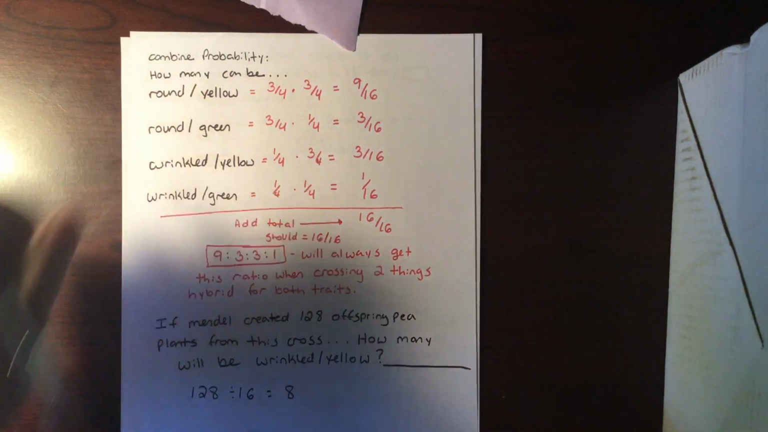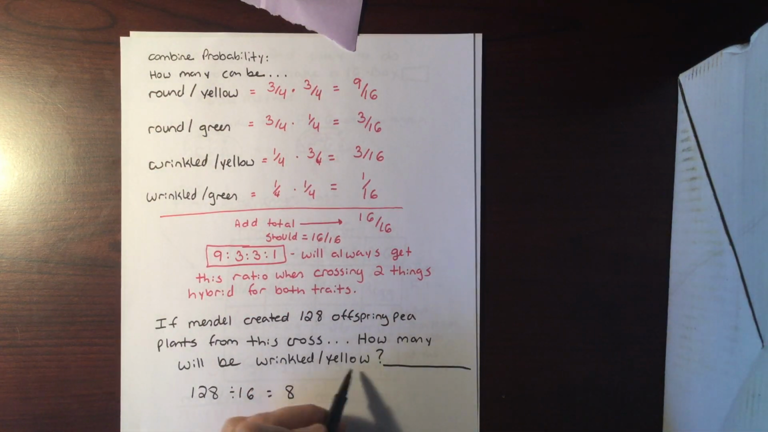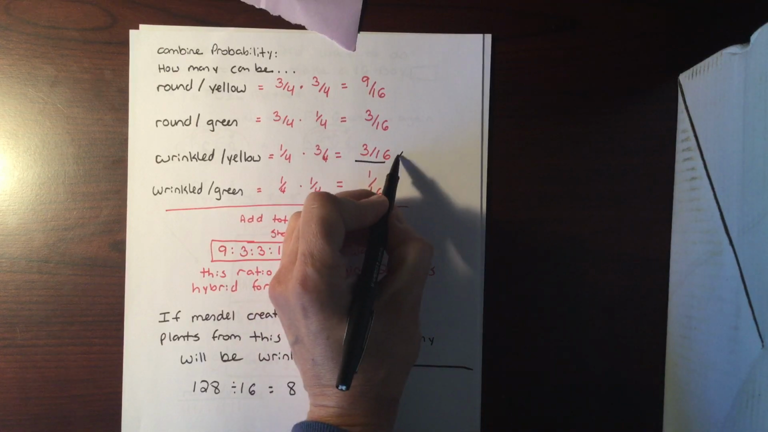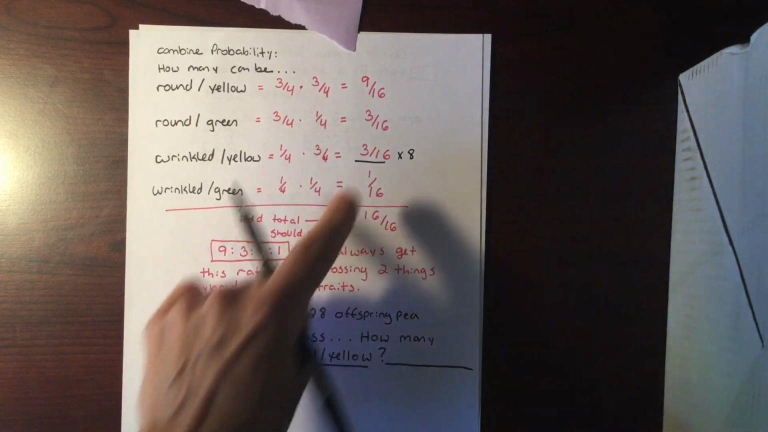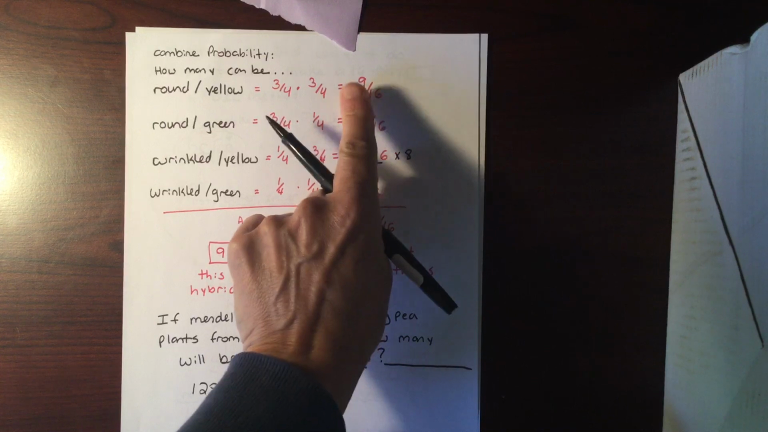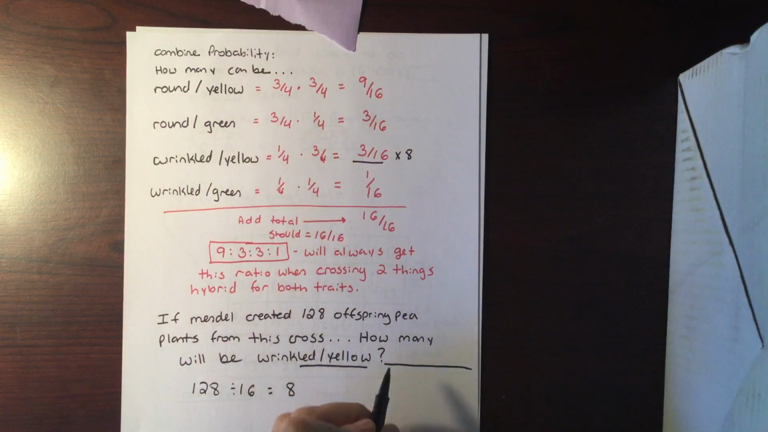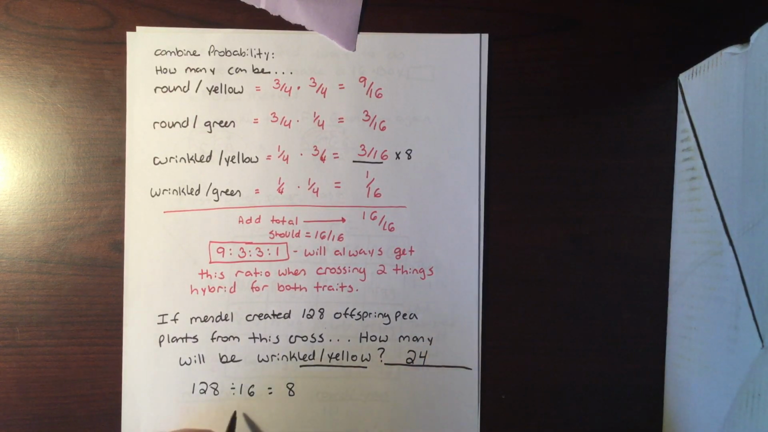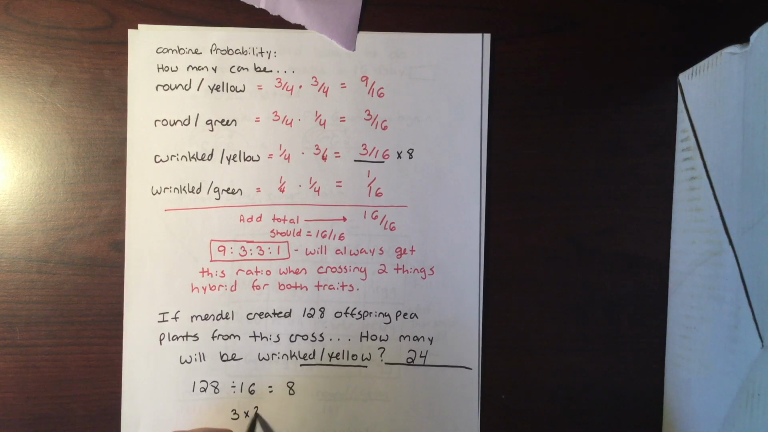So I'm doing this kind of 8 times. If I'm looking for wrinkled and yellow, which is this number right here, I'm going to times it by 8 instead of just the regular 1 section of it. I'm making 8 times the amount of it. So if I have 3 out of 16, how many would I have at 8? I'm going to have 24 offspring, because I'm going to do 3 times 8, and that's going to give you 24, not your 28 there, 24 as your possible number of offspring that can show both those traits at the same time.